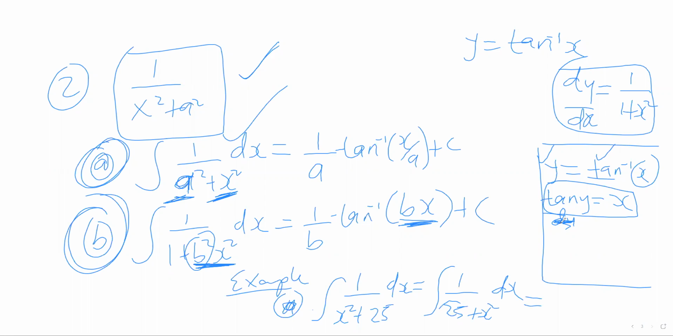Now you can see here that this is 25, which is a squared. So a is the square root of 25. If you look at this here, this is a squared, but here we use the square root of a squared. So here a squared is 25. The square root of 25 is 5. So we have 1 over 5. Then tan inverse of what? x over a. So it's x over what is a? A is 5, plus c. That's the integral.